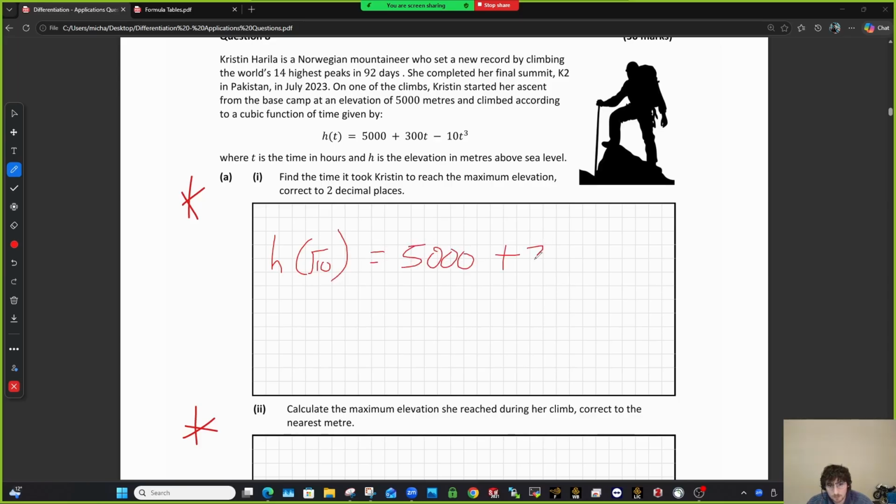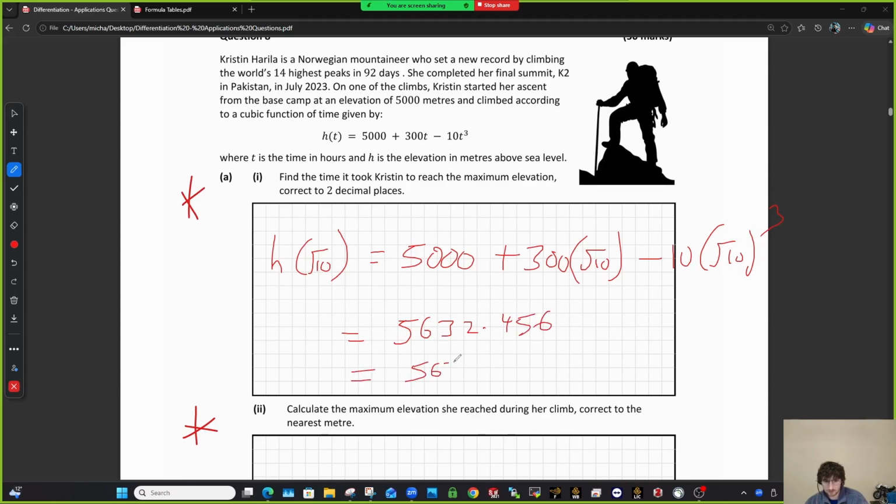It's 5,000 plus 300 multiplied by root 10 minus 10 times root 10 cubed. So I'll type that in here. 5,000 plus 300 root 10 minus 10 multiplied by root 10 cubed. Yes, okay. So it seems to be 5632 point, correct to the nearest meter. So you write it like this first, and then you just say it's 5632 meters.